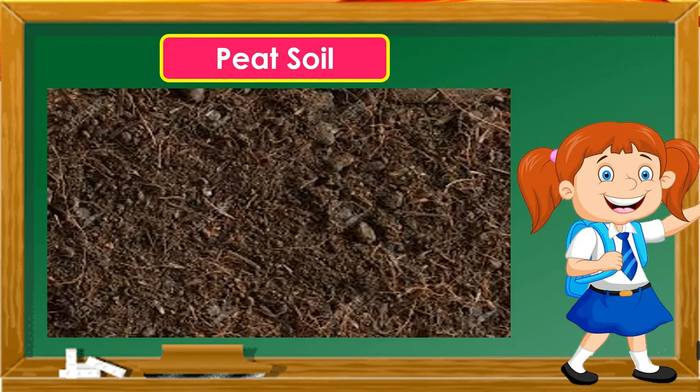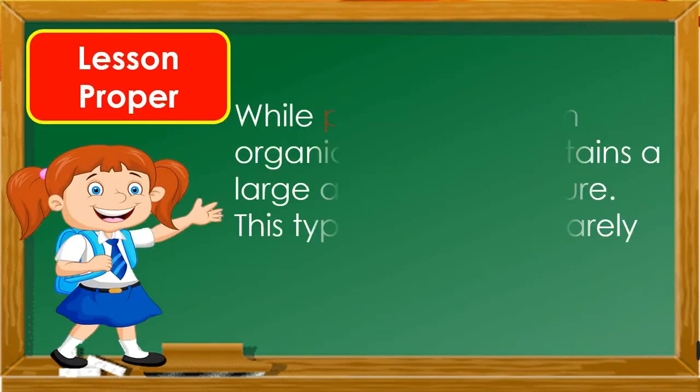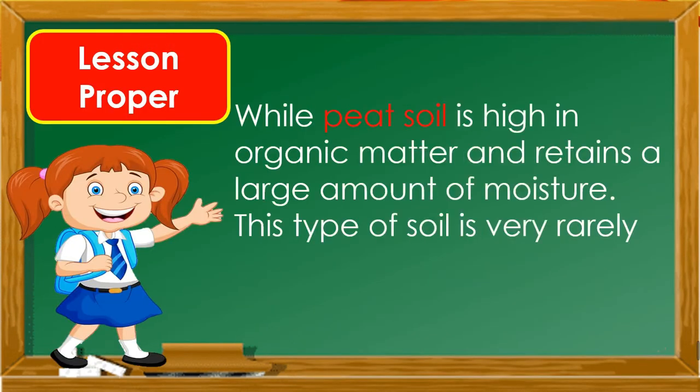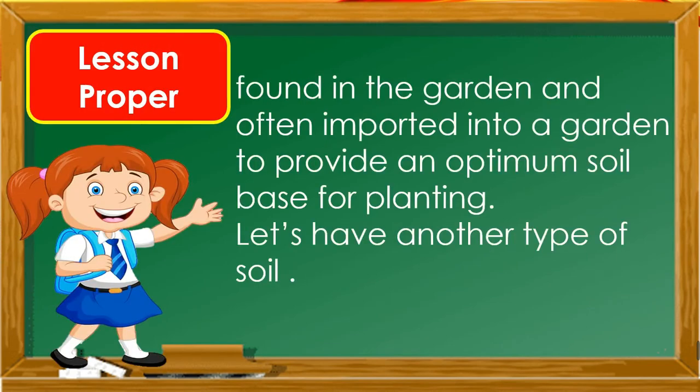Peat soil. Peat soil is high in organic matter and retains a large amount of moisture. This type of soil is very rarely found in the garden and often imported into a garden to provide an optimum soil base for planting.